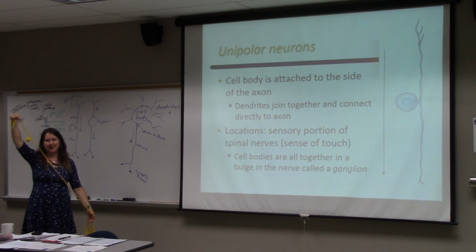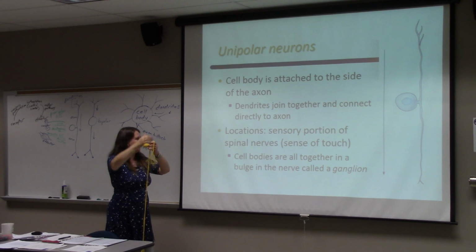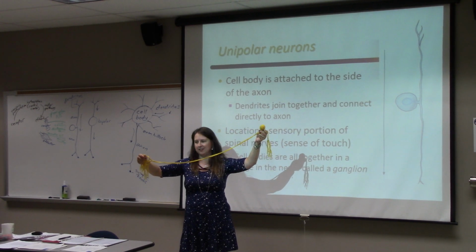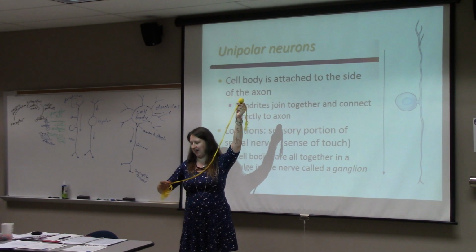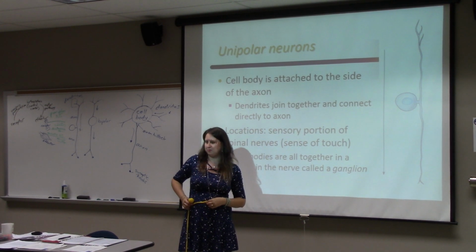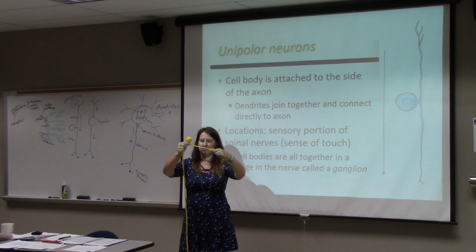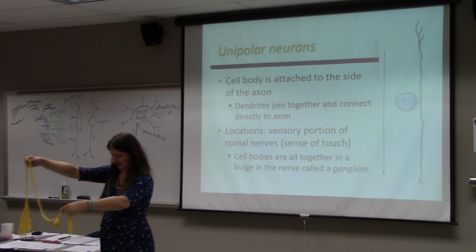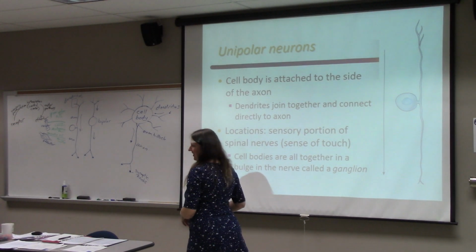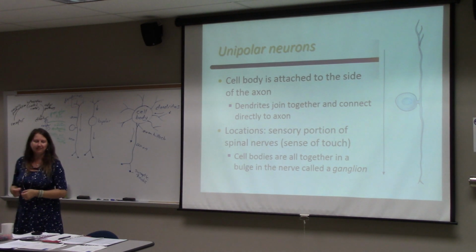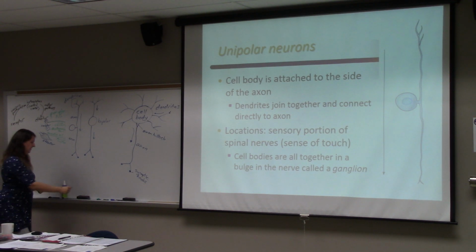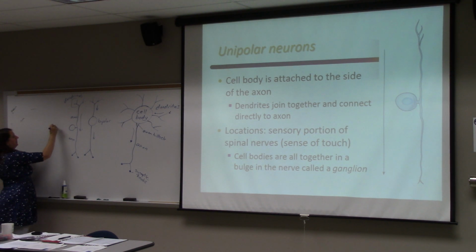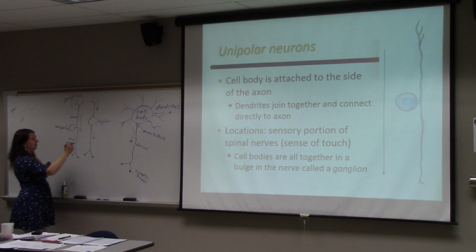Unipolar neurons are also sensory. They're used especially in the sense of touch, where the dendrites pick up information from your skin or some other locations. They connect to the axon, which goes all the way up close to your spinal cord, or where all the cell bodies are grouped together. It makes a bulge in the nerve called a ganglia. And then the rest of the axon delivers the message to the next neuron in the pathway. So that's unipolar. And the one we already had up here is multipolar.